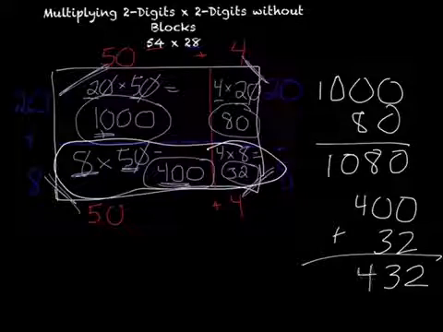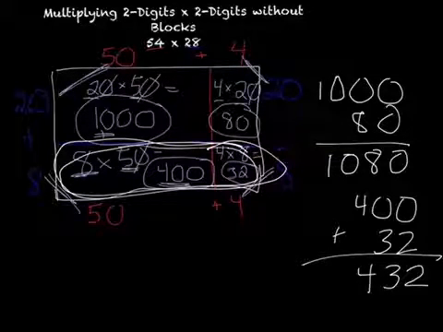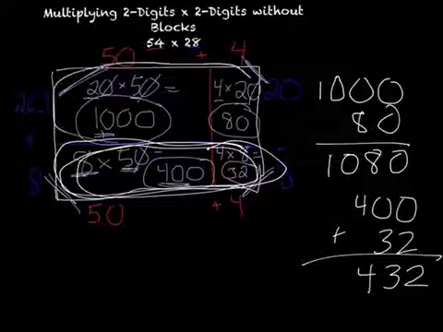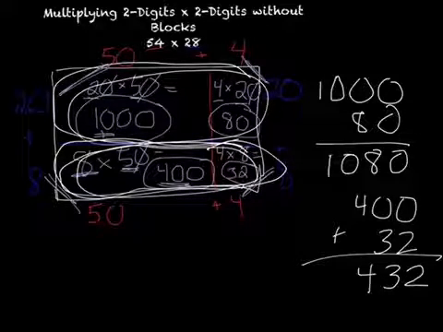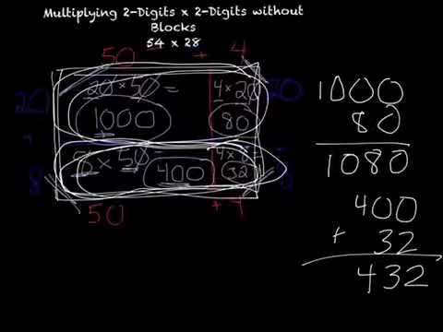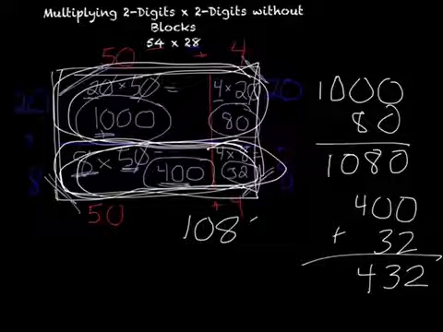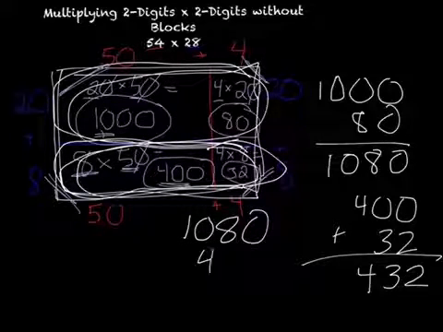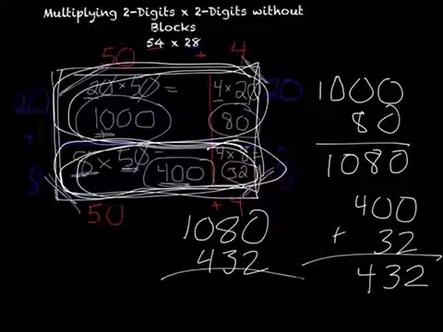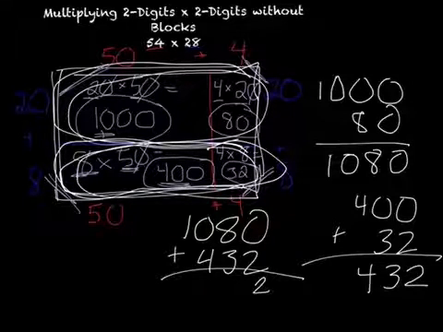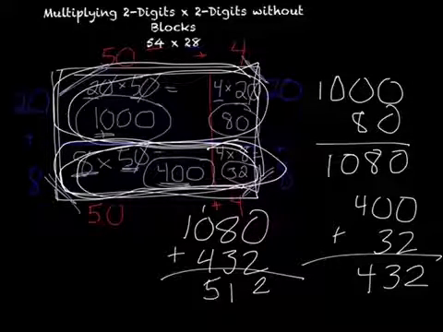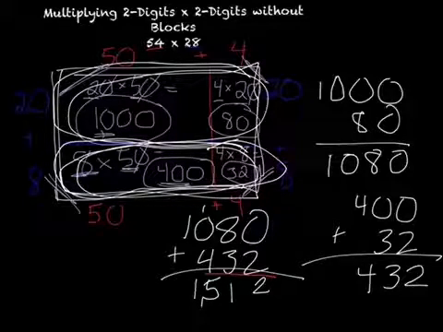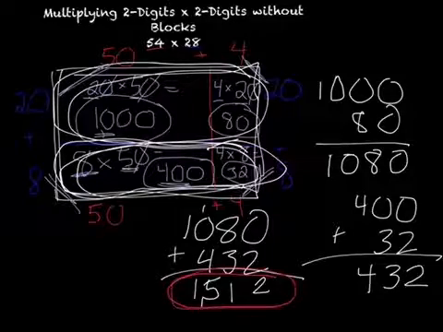432. But I'm still not done because I have an area of this rectangle and an area of the top rectangle. I don't have the full rectangle yet. So now I'm going to add my two sums together to get the total from all the partial products. So the answer to 54 times 28 would be 1,512.